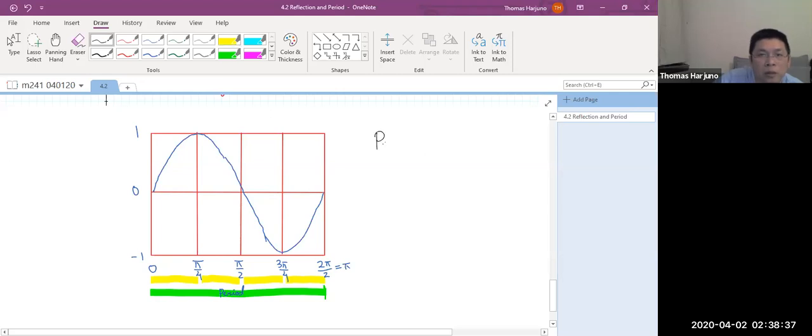The period is 2 pi over 2, which is pi. So the quadrantal period is pi over 4. Because one period, we have 4 quadrants, right? So you divide that further by 4. Is it okay?